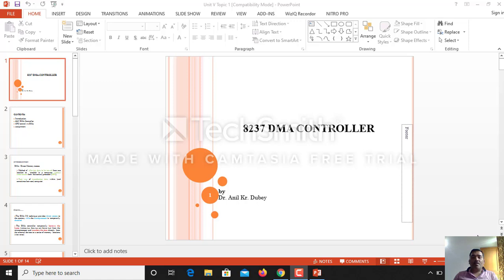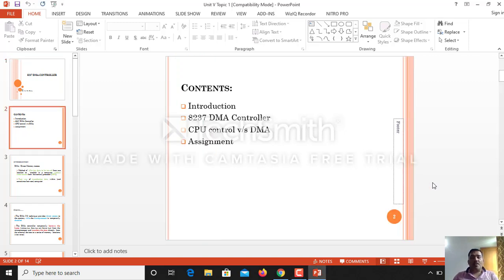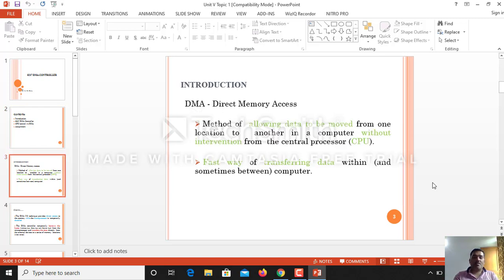We have selected the fifth unit. First topic is the 8237 DMA controller. Here we have discussed the introduction of the DMA controller, the 8237 DMA controller, then CPU controlling and what is the DMA controller. After that you have performed your assignments.